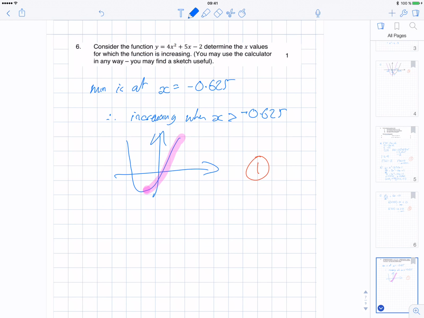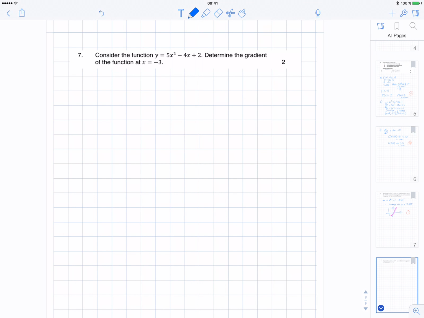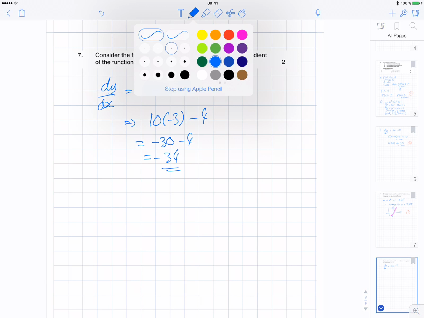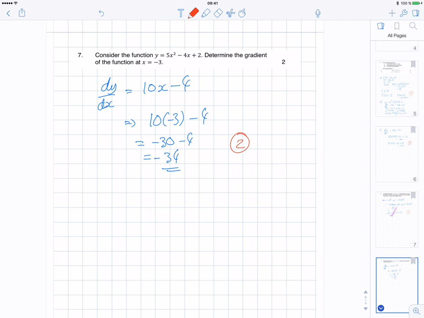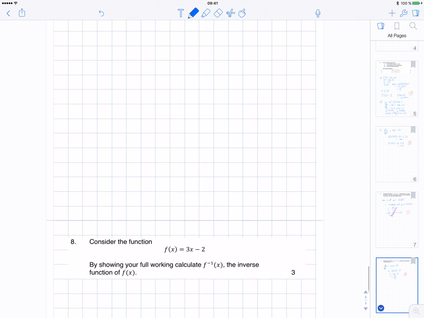The next one is question 7. Consider the function y equals 5x squared minus 4x plus 2. Determine the gradient of the function at x equals minus 3. So I differentiate it. That equals 10x minus 4. I put the value of minus 3 into it, so I go 10 lots of minus 3 minus 4, which is equal to minus 30 minus 4, which is equal to minus 34. And that's it. 2 marks. They shouldn't be taking you long, these questions.